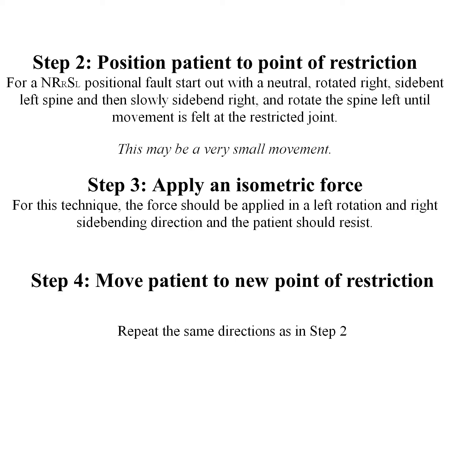Then we're going to apply an isometric force in a left rotation and right side bending direction, and have the patient resist with a muscle contraction, holding for approximately 5 seconds. Once the patient has relaxed, we will then move them to the new point of restriction by repeating the same directions as in step 2.